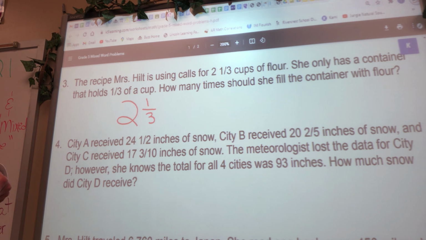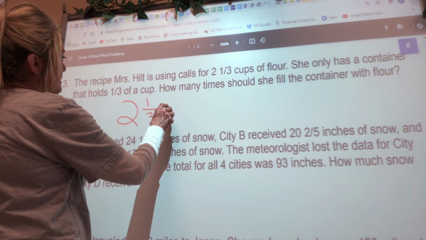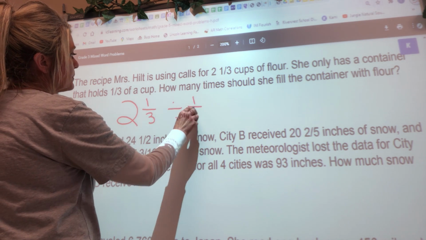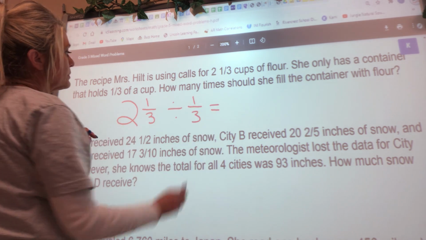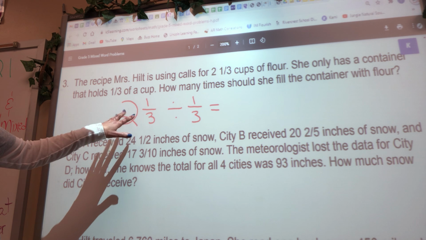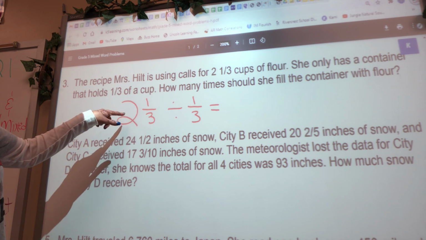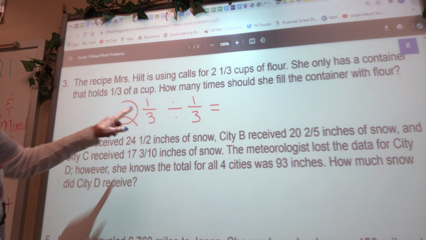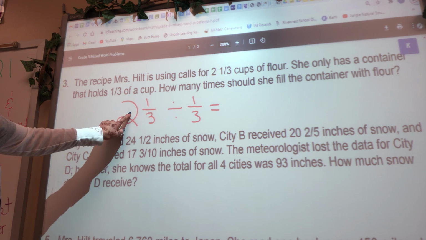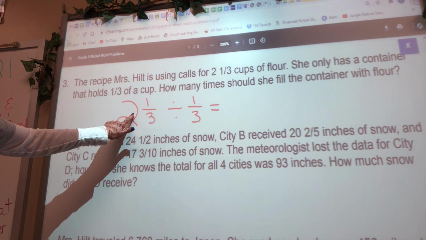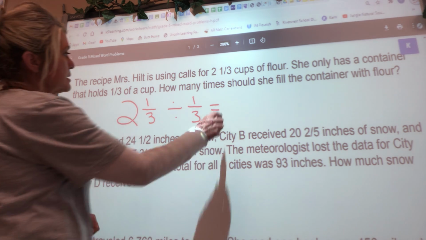So there's a couple of different ways we could look at this. We could say that she's taking the 2 1/3 and dividing it up by thirds. When we're dividing fractions, the first thing we need to do is turn our mixed number into an improper fraction. And if you remember from previous worksheets, we multiply diagonally and add the numerator. So we would have 3 times 2 is 6, plus 1 is 7.